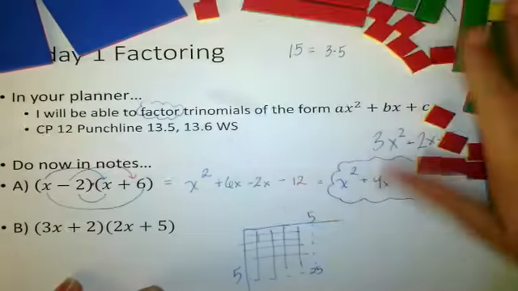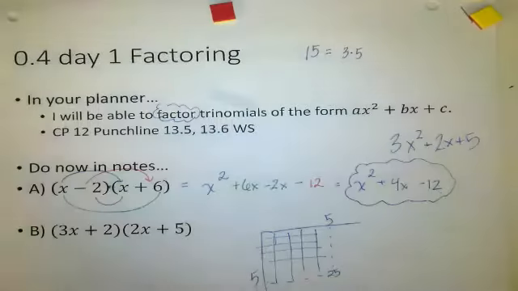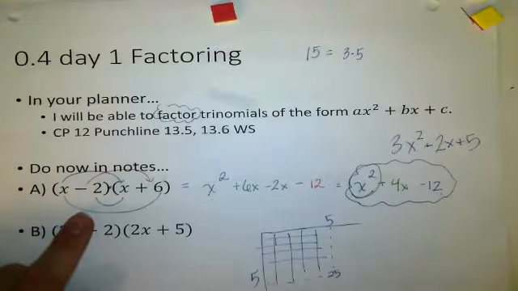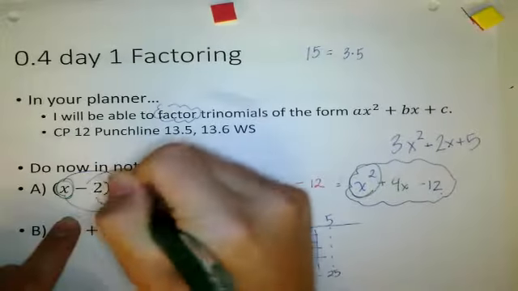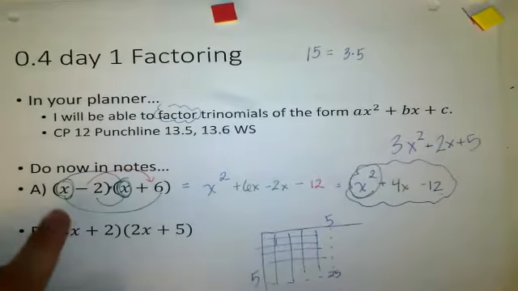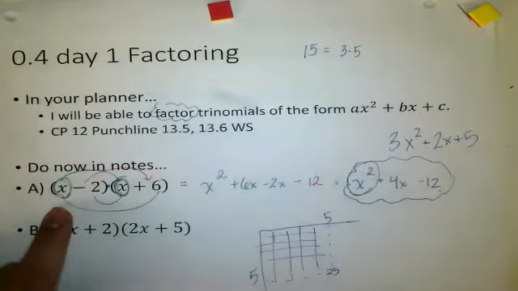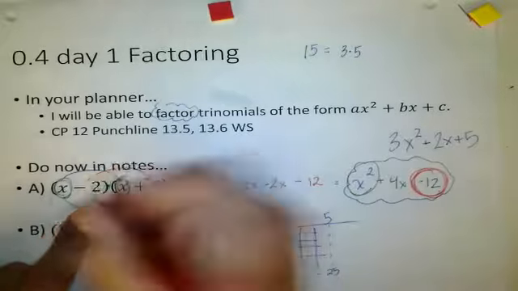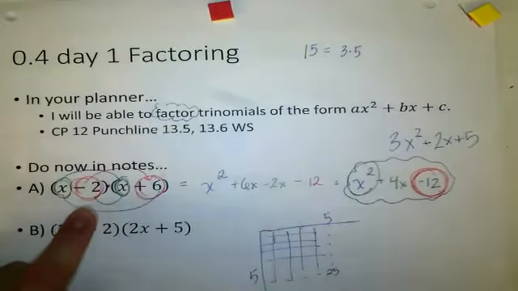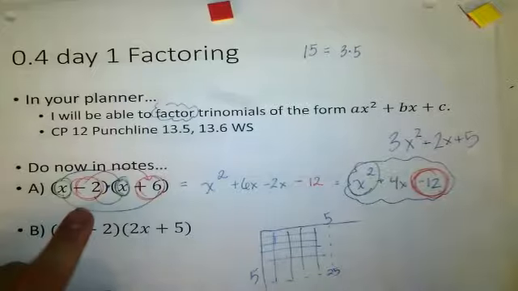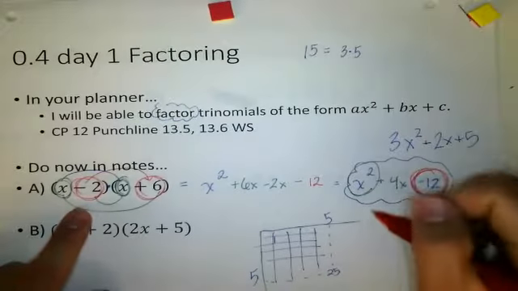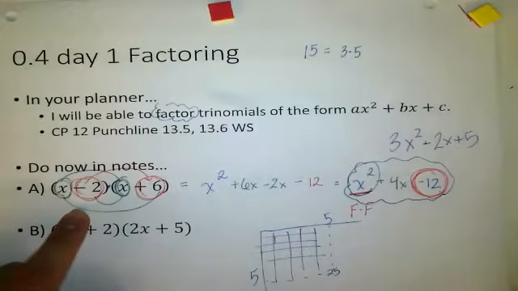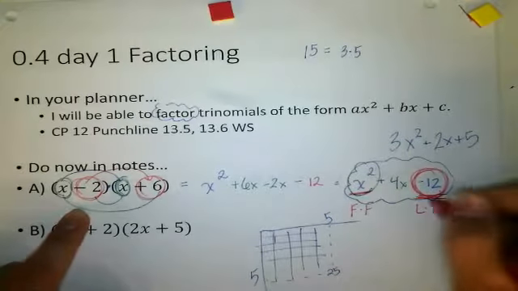So what I want to point out is, where did this x squared come from? It came from the first thing times the first thing, right? And where did this negative 12 come from? The negative 2, the last, times the 6, right? So when I teach factoring, I'm going to simply ask you to say, first times first has to be the first thing. Last times last has to be the last thing.